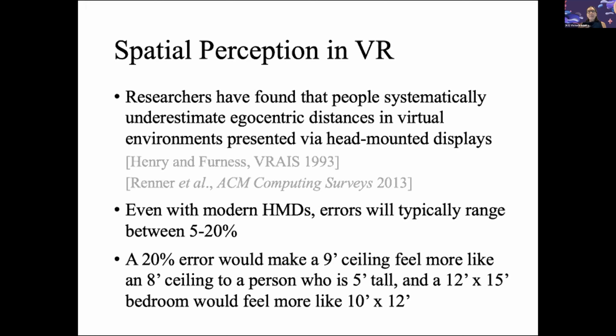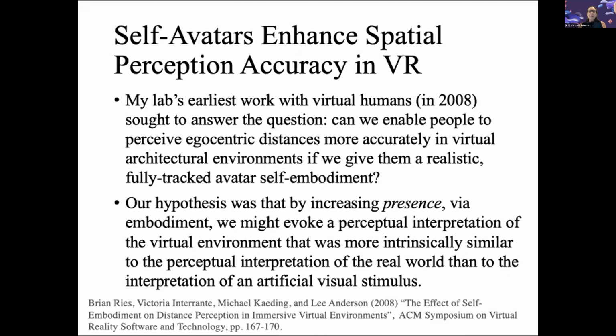So if I'm 5 feet 7 inches tall and my eyeballs are 5 feet off the ground, and I'm looking up trying to judge the height of the ceiling in a virtual building, a 20% underestimation error would make a 9-foot ceiling feel more like an 8-foot ceiling, not exactly that bad, but 8.25 feet. And a 12 by 15-foot bedroom could feel more like a 10 by 12-foot space. So this is really a problem.